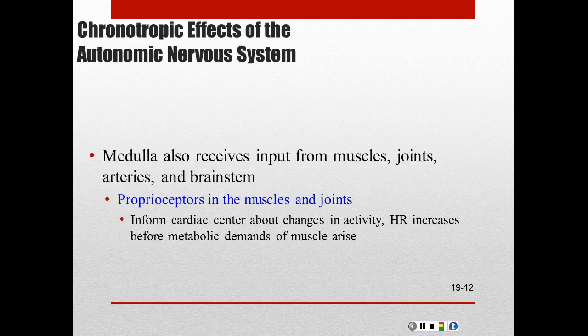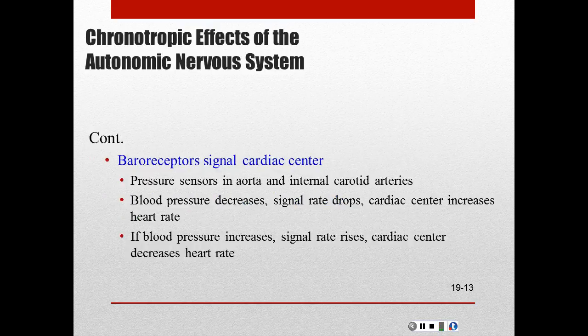Now, the medulla also receives input from receptors in the muscles, joints, and arteries, and the brainstem. Proprioceptors in muscles and joints provide information on changes in physical activity, allowing the heart rate to increase even before the metabolic demands start to rise. We have baroreceptors.